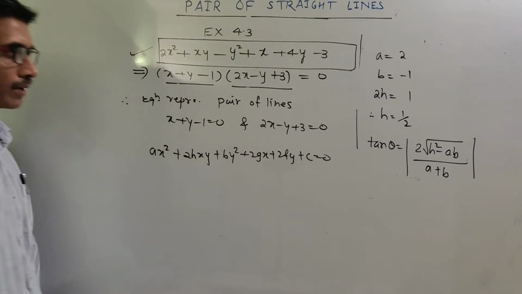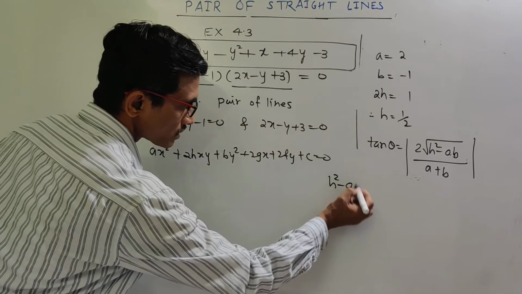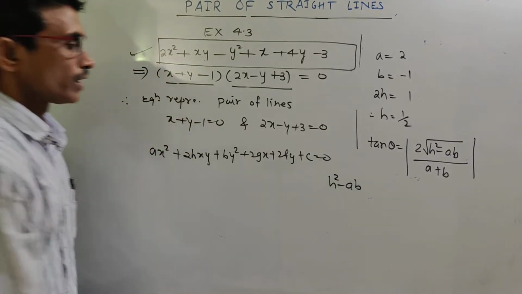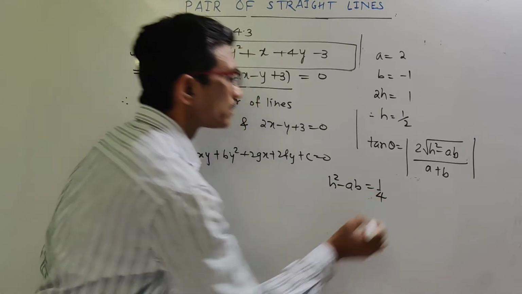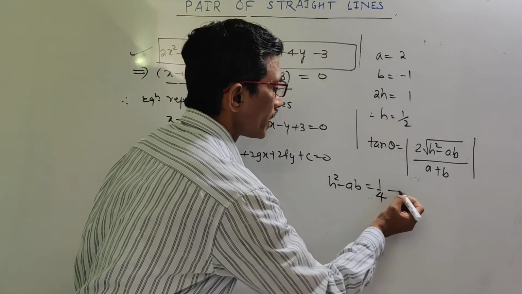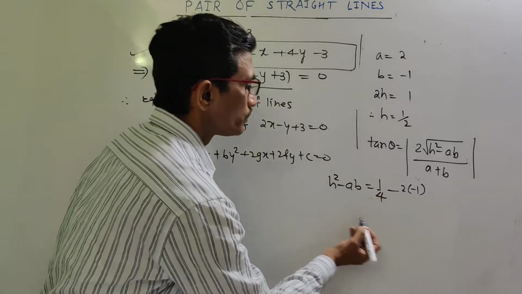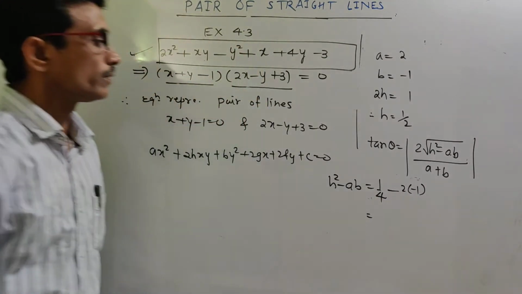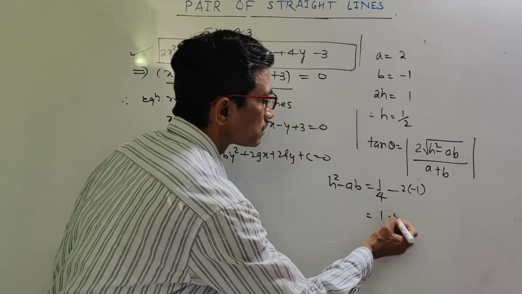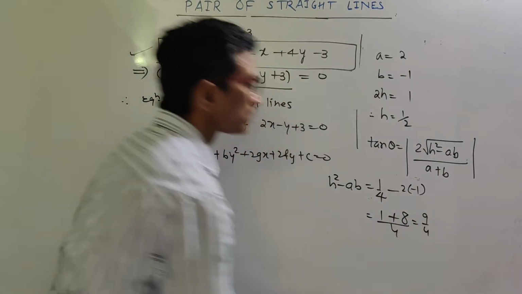So what is h square minus ab? Here h square minus ab is equal to 1 by 4, that is h square, minus a into b, that is 2. So it will be 1 plus 8 upon 4, that is 9 by 4.